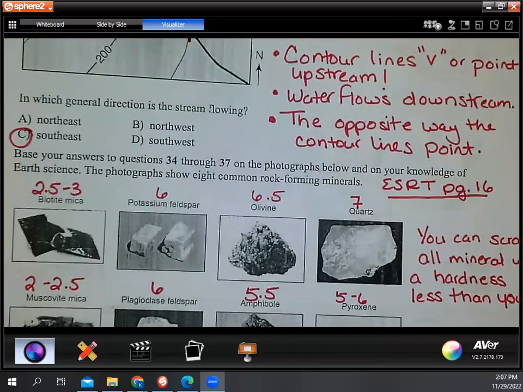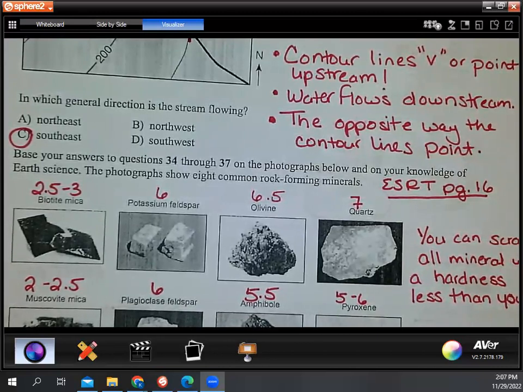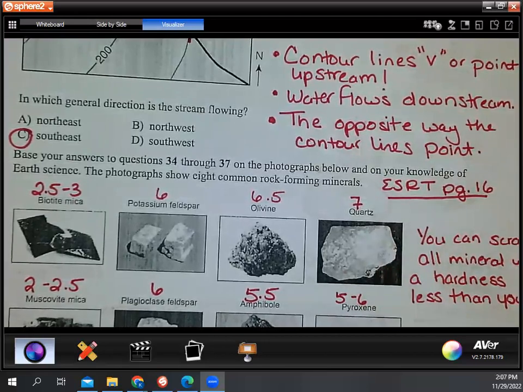This question had a lot you had to go through to do. It says, base the answer to your question on 34 through 37 on the photographs below and your knowledge of earth science. The photographs show 8 common rock-forming minerals. So minerals, I know it's Earth Science Reference Table, page 6.